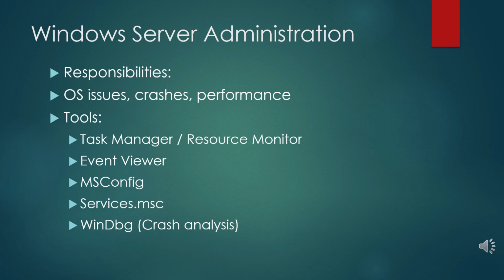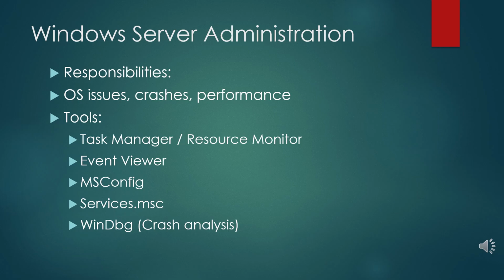But Task Manager gives only a basic view. For deeper analysis, we use Resource Monitor. Resource Monitor provides detailed insights into CPU, memory, disk, and network usage. For example, if a server is slow due to disk issues, we can identify which process is causing high disk I/O and take action accordingly.